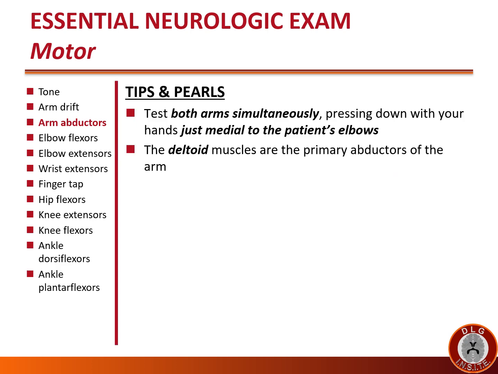Tips and pearls, motor, arm abductors. Test both arms simultaneously, pressing down with your hands just medial to the patient's elbows. The deltoid muscles are the primary abductors of the arm.